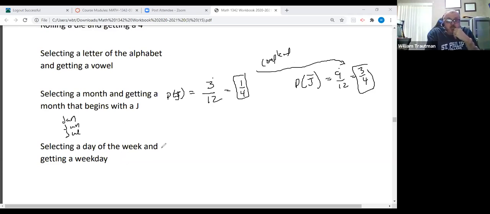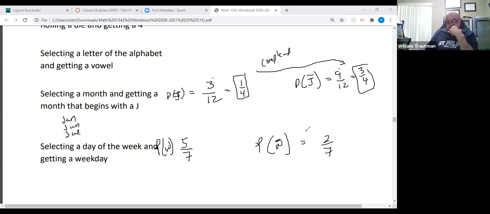Selecting the day and getting a weekday. Well, there are 7 days in a week. 5 of them are weekdays, and its complement are the weekends, Saturday and Sunday. The probability that they're not a weekday is 2 out of 7. So its complement is the opposite, and they have to add up to 1 when you look at these two. 5/7 plus 2/7 have to add up to 7/7, which equals 1.